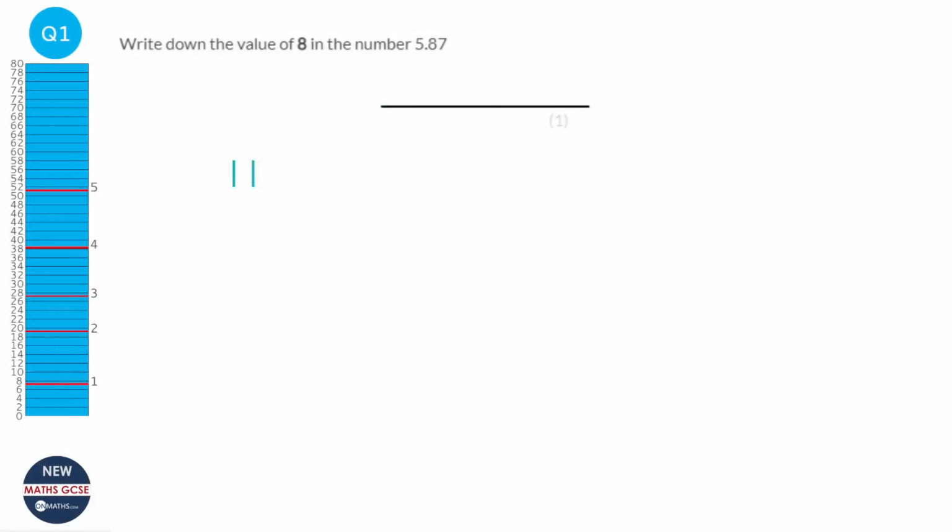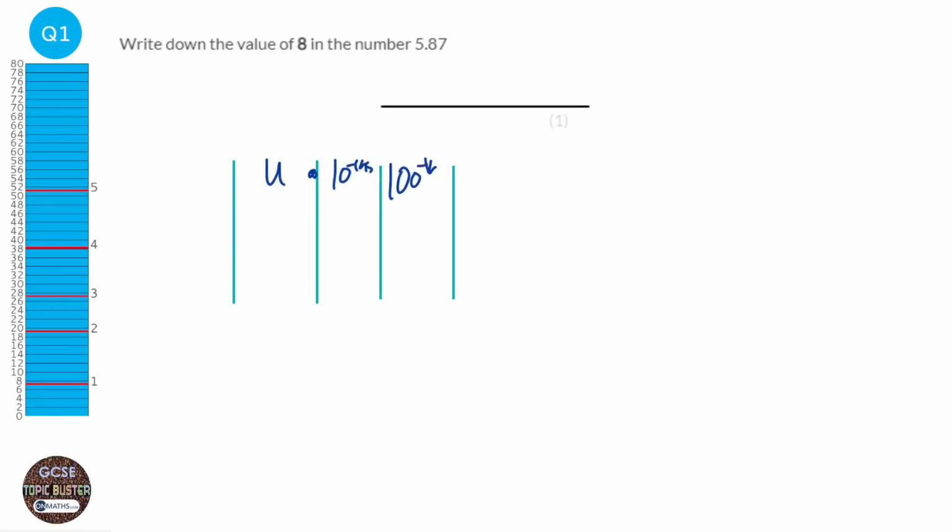So if we do our place value grid, we've got units here, tenths and hundredths. Don't think we need any more. So we can put in our number, it's 5.87, and you can see here that the 8 is in the tenths column. So the 8 represents 8 tenths.